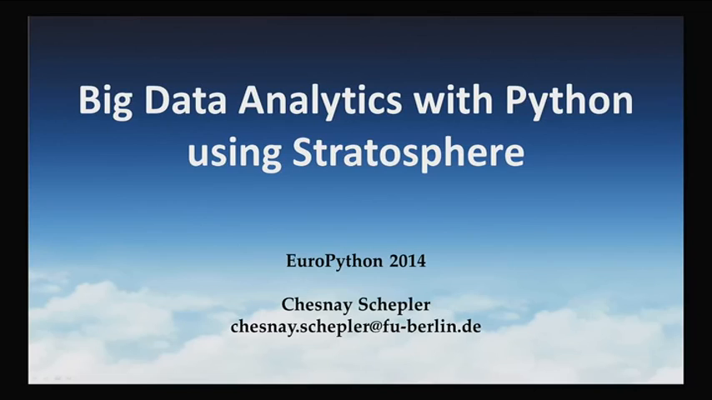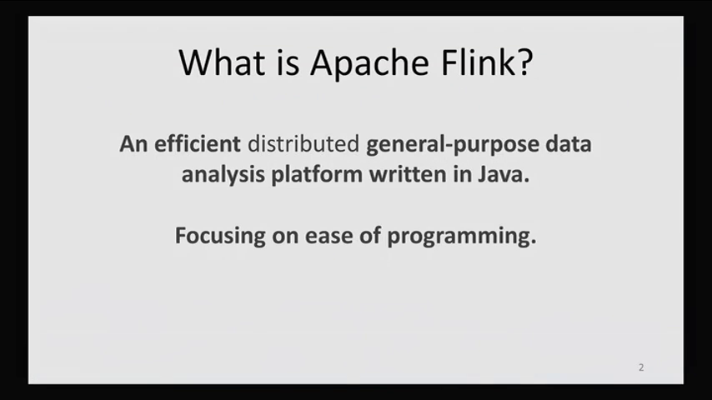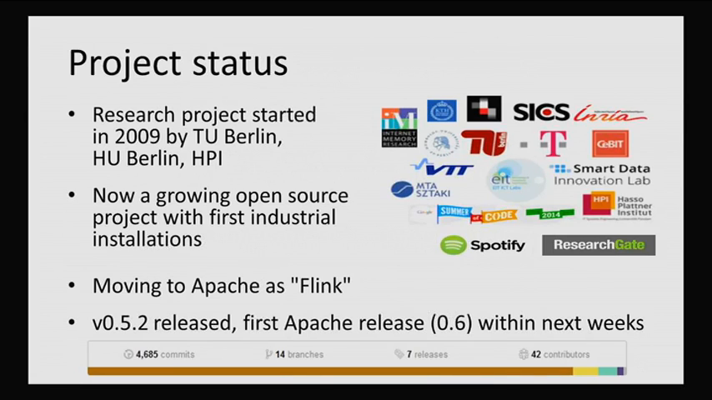So what is Apache Flink? It is a distributed runtime for big data analytics written in Java with a big focus on ease of programming by offering a rich set of operators and automatically optimizing your program. The project started in 2009 as a joint research project by several universities here in Berlin and was later transformed into an open source project. It is now moving to Apache under the name Flink. The latest version 0.5.2 is the last release outside of Apache, and the next, or sixth, release is scheduled within the next weeks.